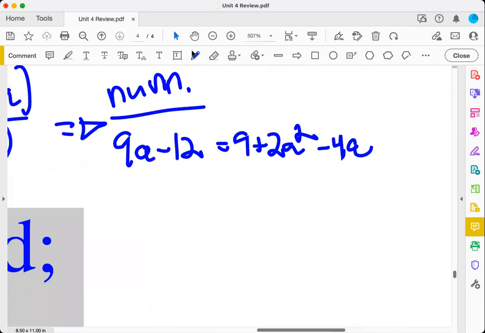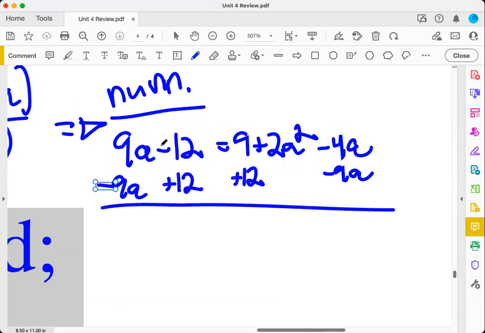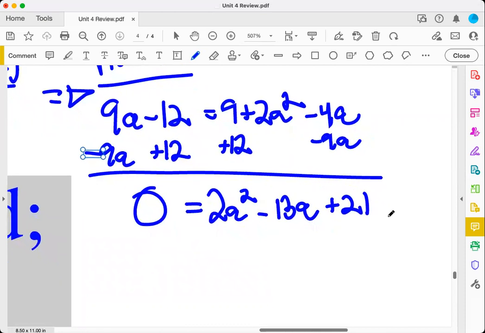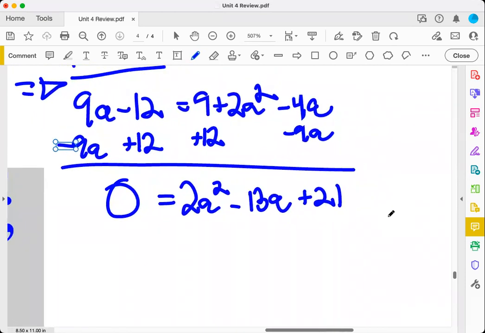Okay. So I think the easiest thing to do is to move the left side terms to the right. So again, opposites attract. This should all cancel now, go to 0. Clean this up a little bit. Have 2A squared minus 13A plus 21. Well, this one's going to be a little challenging. Check us out. Totally capable, though.